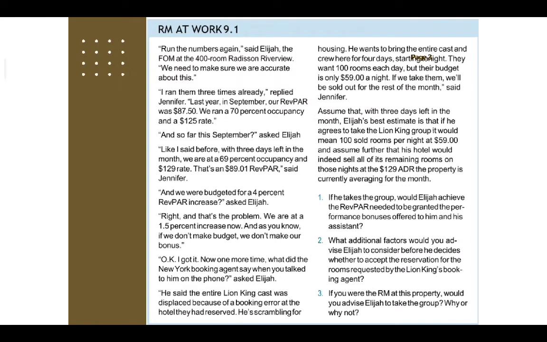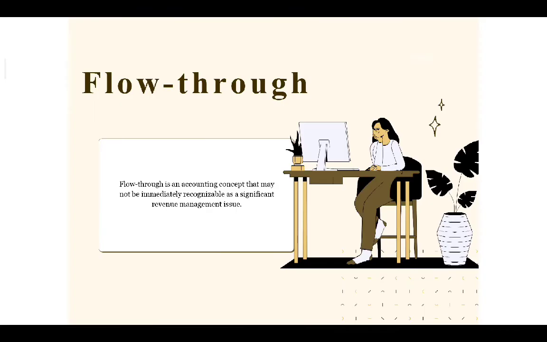So if it takes the group, here are the questions. Question 1: If he takes the group, would Elijah achieve the RevPAR needed to be granted the performance bonuses offered to him and his assistant? Question 2: What additional factors would you advise Elijah to consider before he decides whether to accept the reservation for the rooms requested by Lion King's booking agent? Question 3: If you were the RM at this property, would you advise Elijah to take the group? Why or why not?